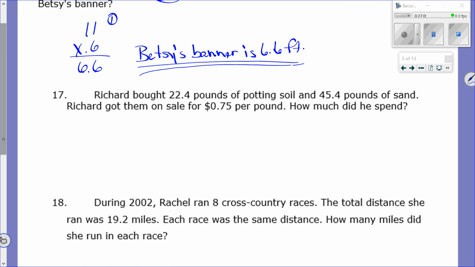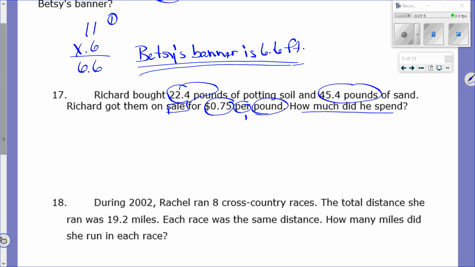Richard bought 22 4/10 pounds of potting soil and 45 4/10 pounds of sand. Richard got them on sale for 75 cents per, means what? 1 pound. How much did he spend? So I have 2 options on this one. I could do each of those individual pieces times the 75 cents, or because they are the same cost, I can go ahead and add them all together.